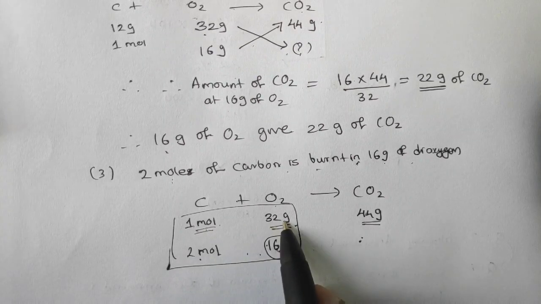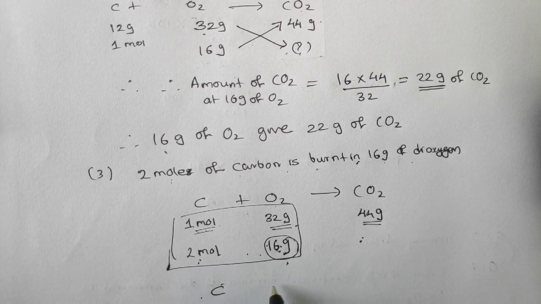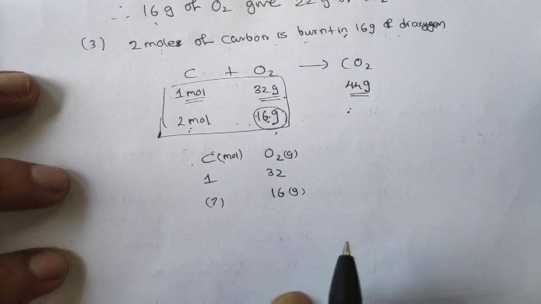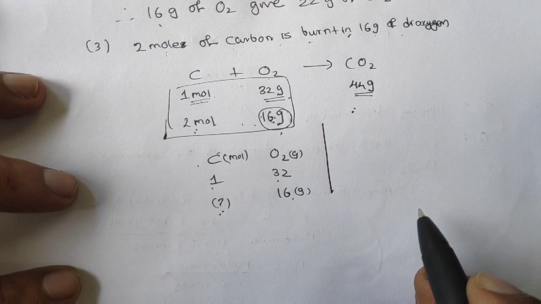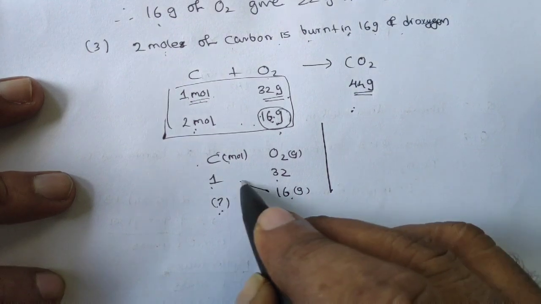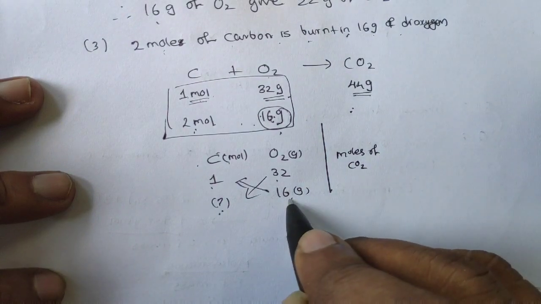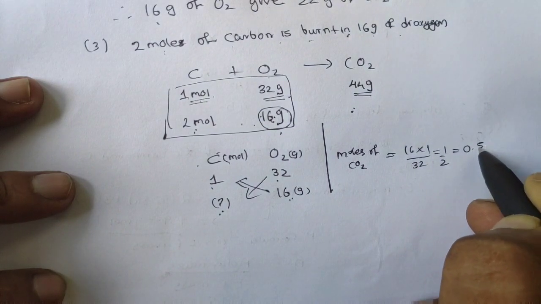Clear? Because for 1 mole, 32 gram of oxygen is required. So for 2 mole, how much is it now? You can simply calculate carbon and oxygen also. 1 mole carbon needs 32 gram oxygen, and this is mole I am talking about. So if 16 gram is there, carbon will be how much? A simple calculation: 1 mole to 32 gram, and this 16 gram. Moles of CO2 for 16 gram of oxygen will be 16 into 1 divided by 32, which is equal to 1 by 2, which is equal to 0.5 mole.